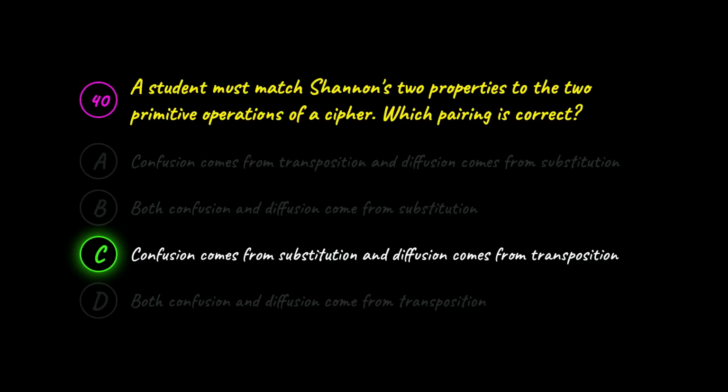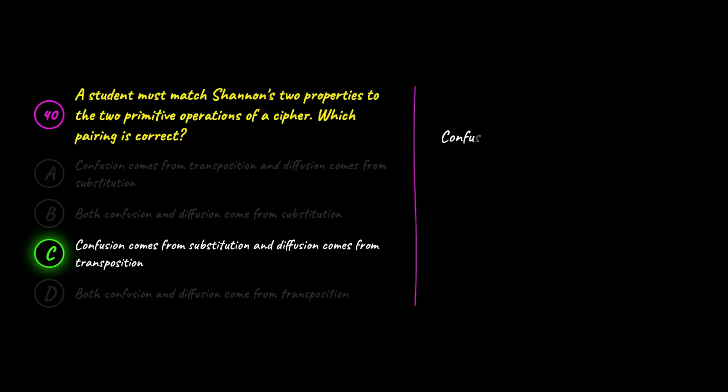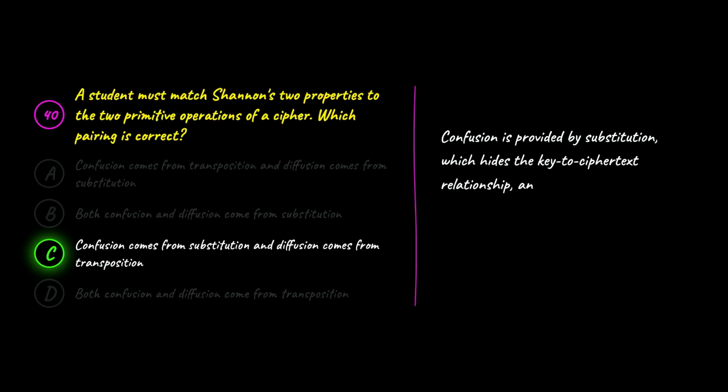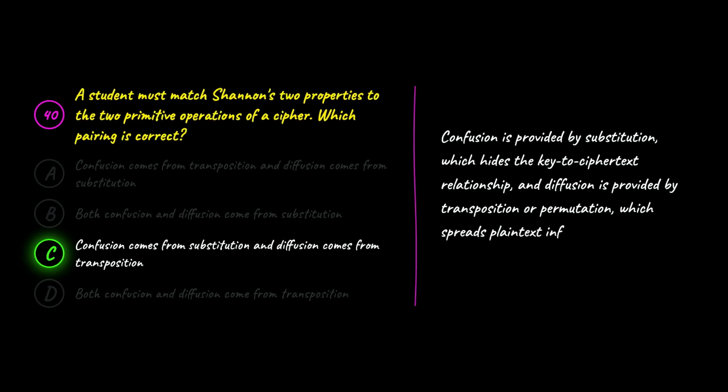The correct answer is C. Confusion comes from substitution and diffusion comes from transposition. C is correct because confusion is provided by substitution, which hides the key to ciphertext relationship, and diffusion is provided by transposition or permutation, which spreads plaintext influence. The memory aid is confusion equals substitution, diffusion equals transposition.